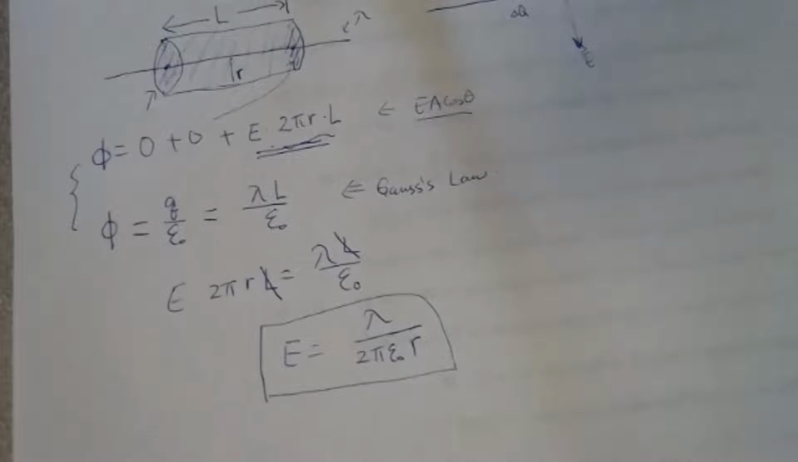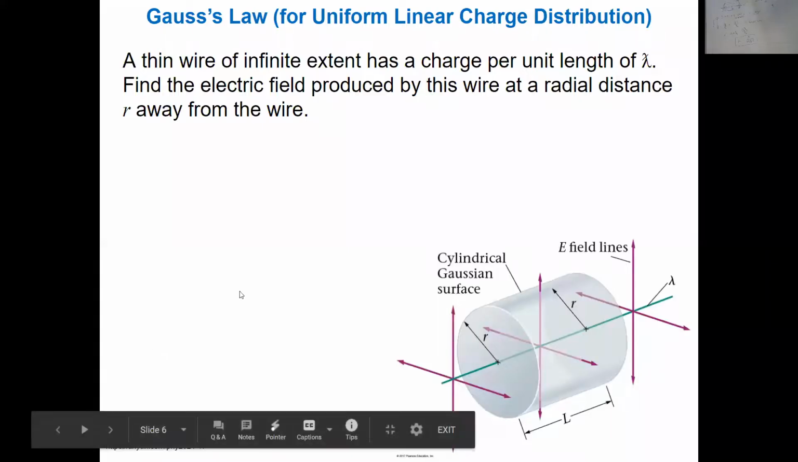So the electric field for an infinitely long line of charge distribution should be equal to the linear charge density of the line divided by 2 pi epsilon naught times R, where R is the distance of your point of interest from the line. Okay. All right. So if you are clear, we can move on then.